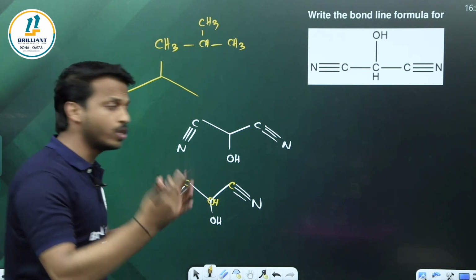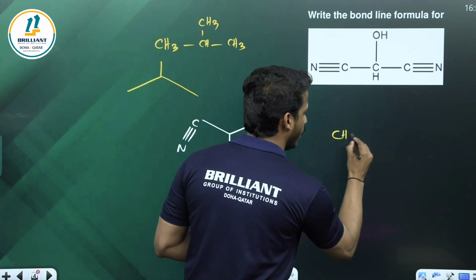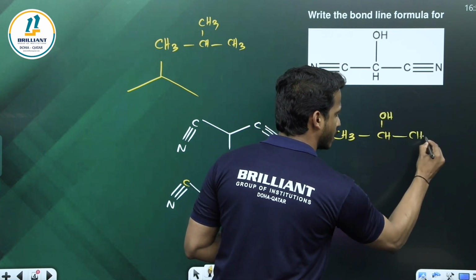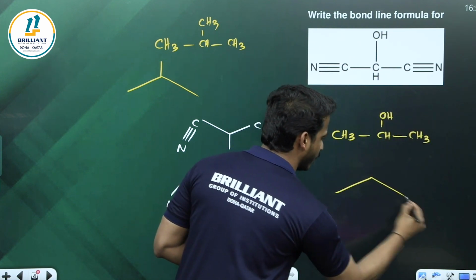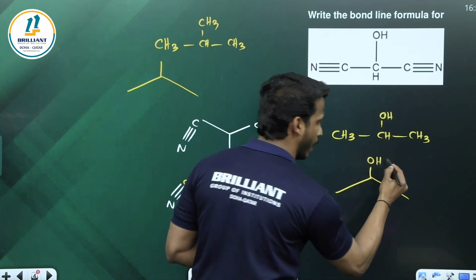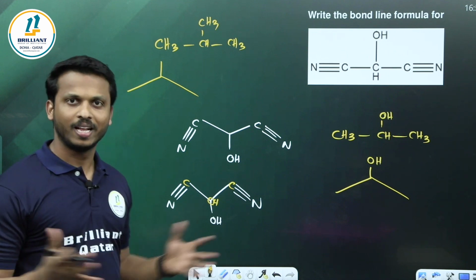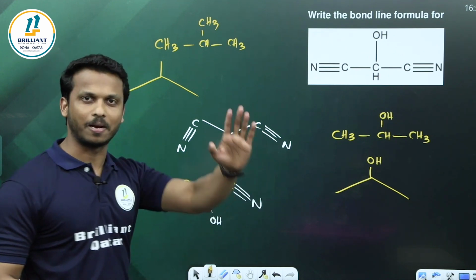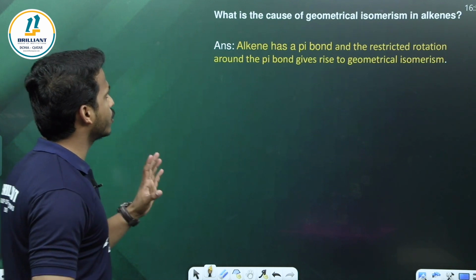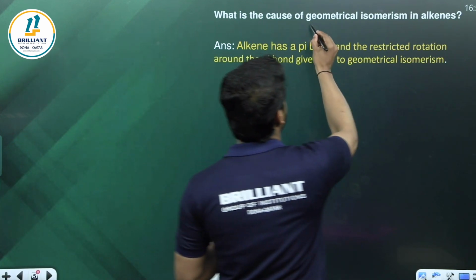If any hetero species comes, for example, you have CH3, CHOH, CH3, take the parent chain 1, 2, 3. On the second carbon there is an OH. We have to specifically mention that. That's the only difference in bond line representation. Clear? Next question. What is the cause of geometrical isomerism in alkene?